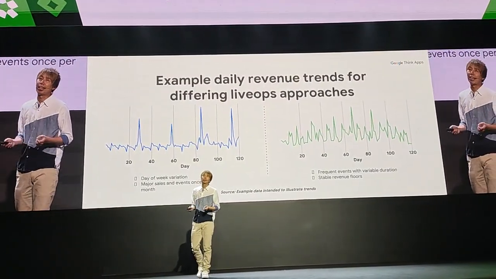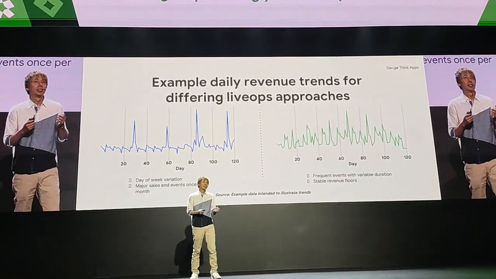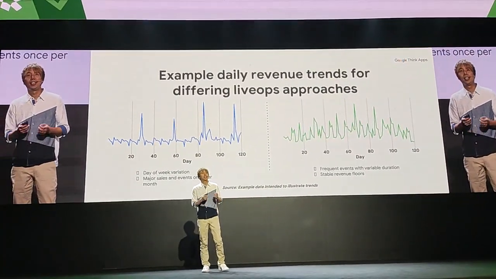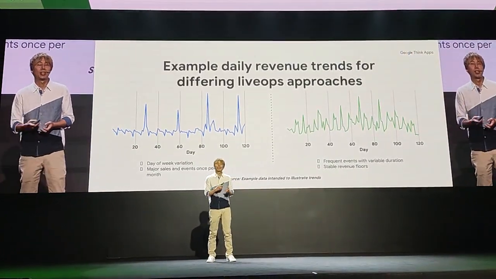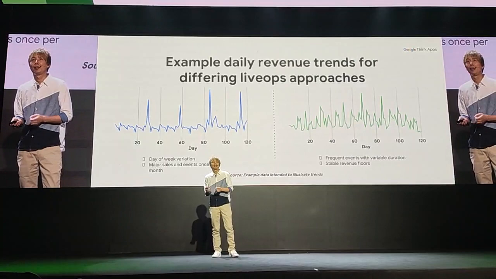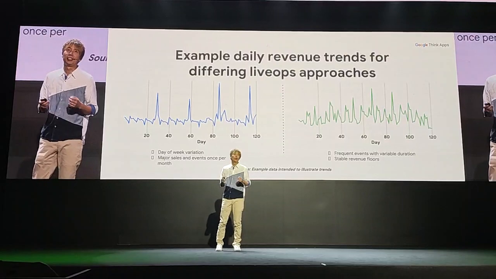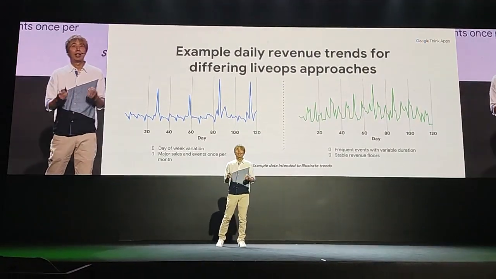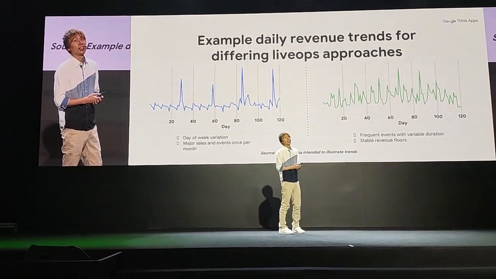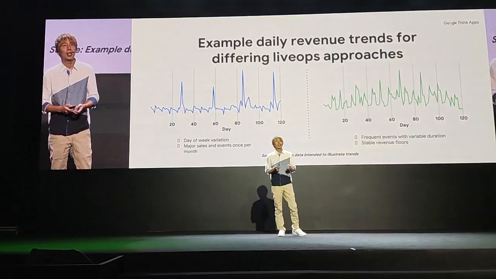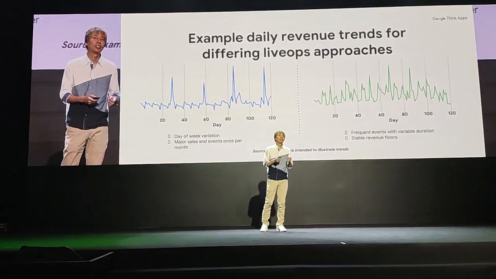Here, you're looking at two examples of daily revenue trends for 120 days. Starting with the chart on the left, it is an example of a game that does engagement-focused live ops on a weekly cadence, plus some major sales roughly once per month. What you see here are clear day-of-week variations, with peak revenue occurring at the start of the weekly event, and the lowest revenue day occurring at the event end. In contrast, let's look at the right chart, which shows a game with a very regular sales and event cadence.